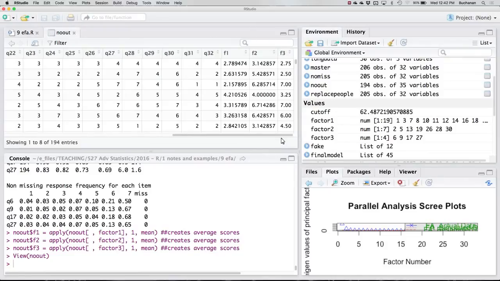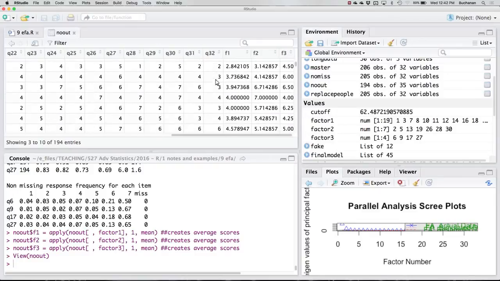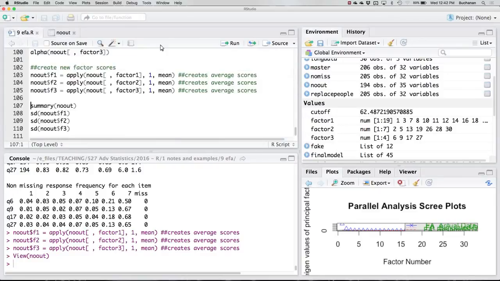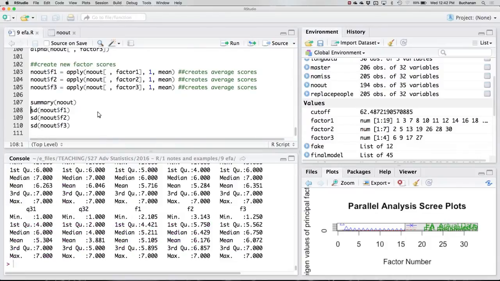So for each person, I have what they scored on each factor, which I could then use in repeated measures regression. I could do an ANOVA to see if people are different on these factor scores based on gender or some other variables. I could use them to predict other things that I think are interesting. So being able to calculate these is an important thing to know how to do. And then I just calculated the averages for them.